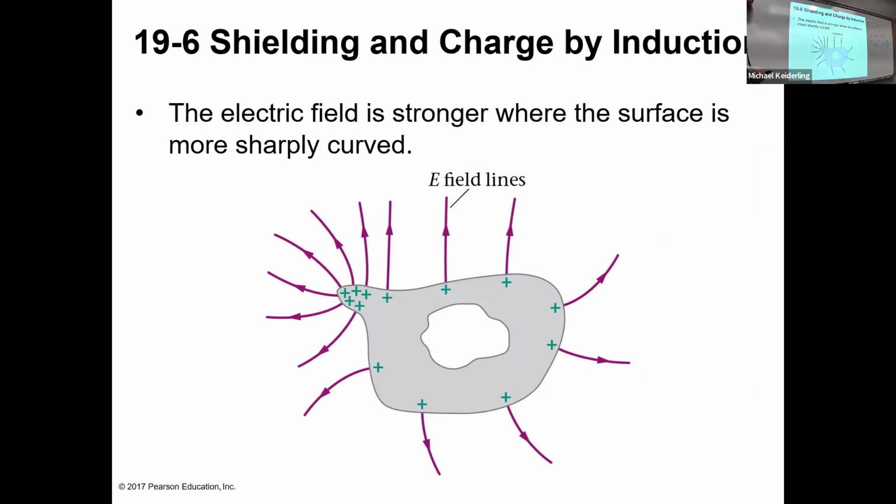And because of this, you end up with the electric field being stronger where the surface is more sharply curved. This is actually part of why things like lightning rods are pointy. They actually help generate a larger electric field and help prevent the buildup of charge. They can discharge more easily and help keep your house safe. The electric field is stronger when the surface is more sharply curved. So, charge will concentrate in corners and pointy places.